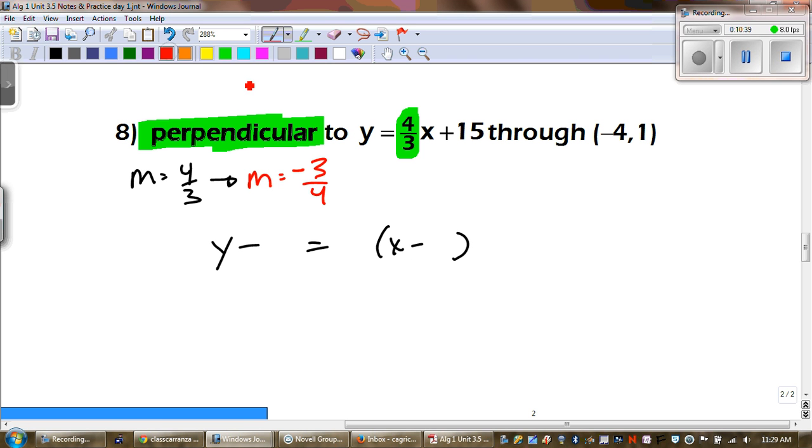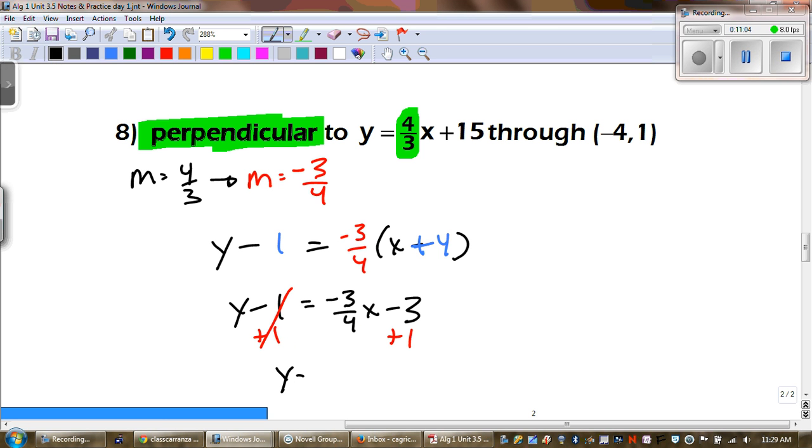Okay, so just plugging everything into point slope, it's negative 3/4, and then negative 1 plus 4. Go ahead and distribute. You get negative 3/4x minus 3. Then add the 1 to both sides. And you're left with y equals negative 3/4x minus 2.